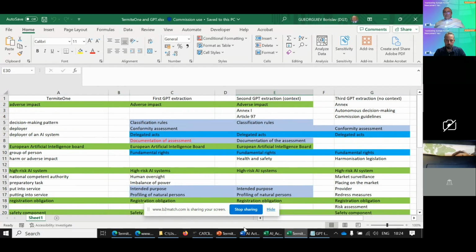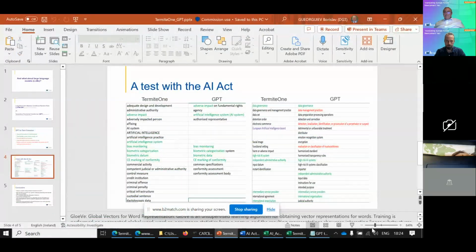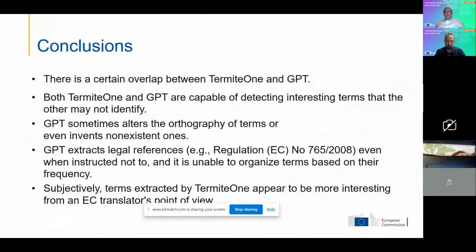And then let's go back to here, and let's look at our conclusions. There is a certain overlap between TermiteOne and GPT, and this is for the best, of course, because it means that our model actually performs very well, at least at some level with GPT. And then we see, of course, that both are able to detect very interesting terms.